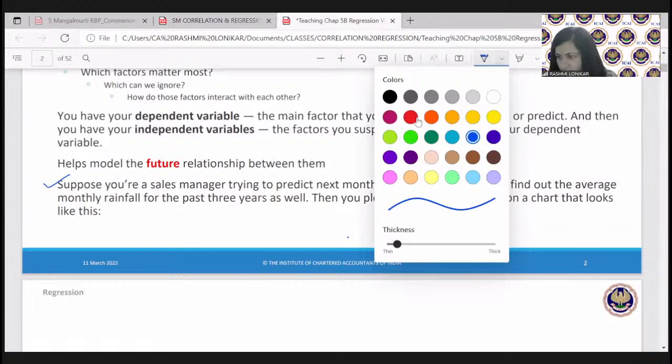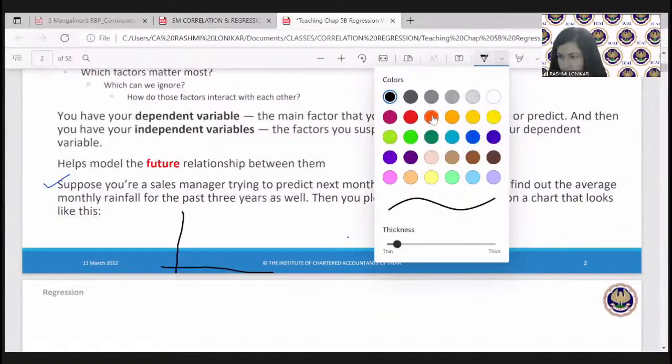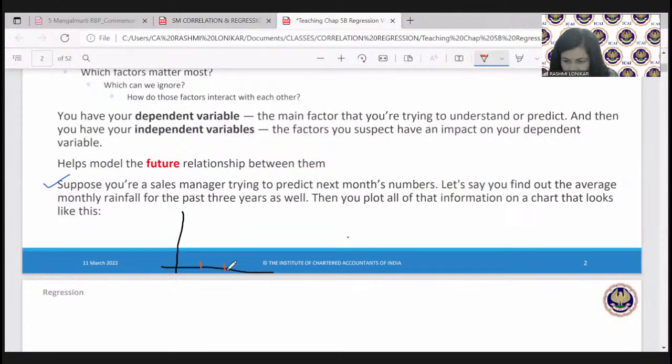Let me change the color here. Suppose I have points like this, and I can see this. On this axis I have my rainfall, and on this axis I have my sales. I can see here that as the rainfall is increasing, my sales are also increasing. So in the month, suppose I consider this point, when the rains are less, my sales are also less.